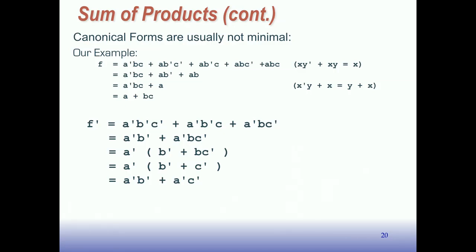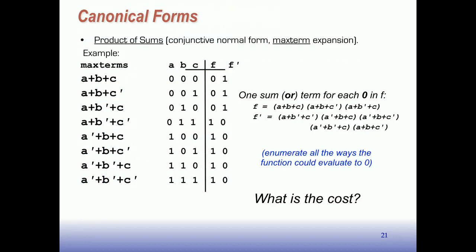All right, so that was sum of products. There's the dual canonical form, which is the product of sums. In this case, this is also called conjunctive normal form or max term expansion. So instead of min terms, we have max terms. And what these max terms are, these are terms that could cause the function to be 0 instead of the function to be 1.